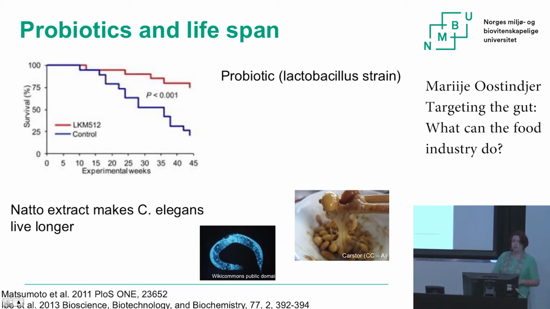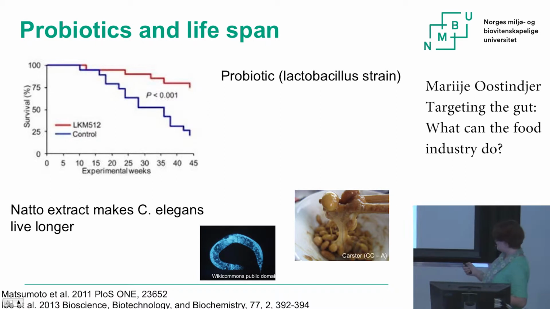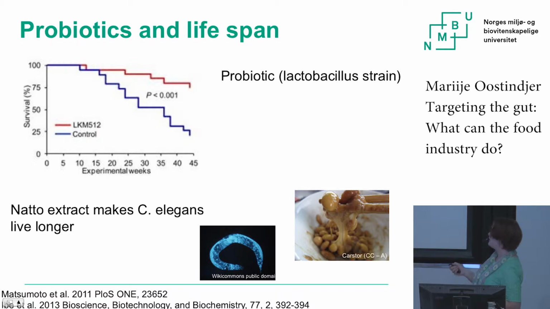Another example is more on the probiotic side. So here's a study also, again in mice, where mice were given a certain lactobacillus strain as a probiotic. And if you look here at the survival curve, you see the mice that were given the probiotic strain lived longer, or more mice died later. And also these mice showed a less strong immune response in the gut, as well as fewer tumors overall.